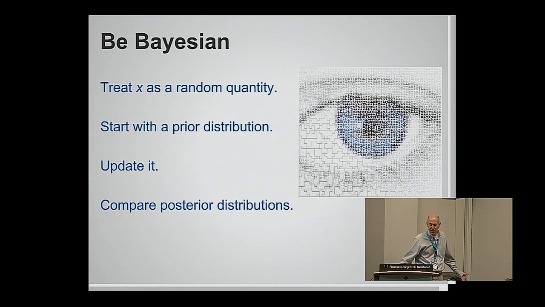The Bayesian approach to this, as always, is we're going to treat X as an unknown random quantity. We'll start with some prior distribution. If I don't know anything about you and I have to guess your quantity of X, what would I believe? And then I'll use the data, your test score, to update my belief. And now I'm going to have two posterior distributions, one for Alice, one for Bob, and I can compare them.